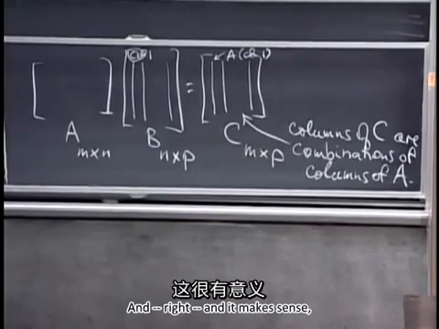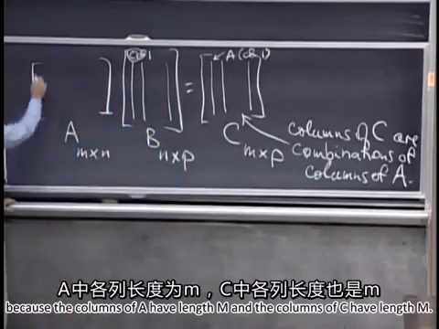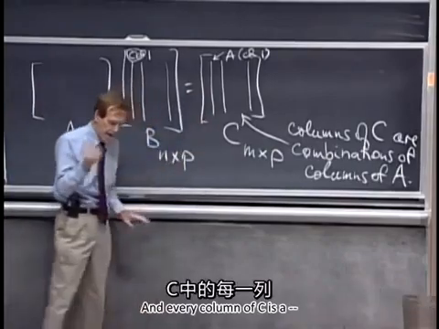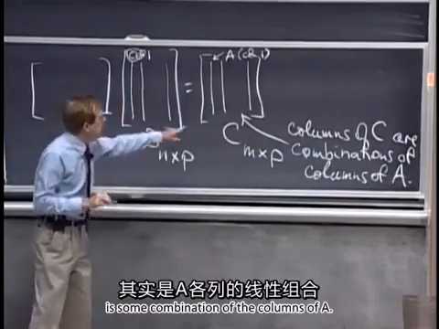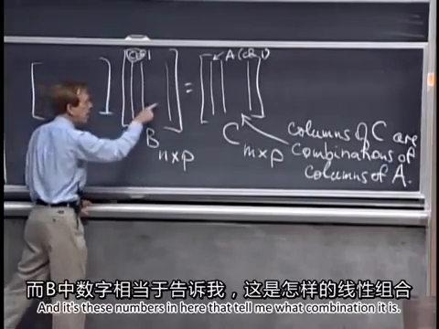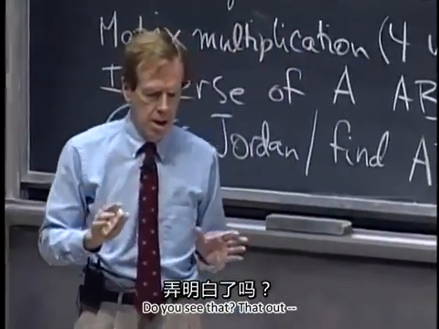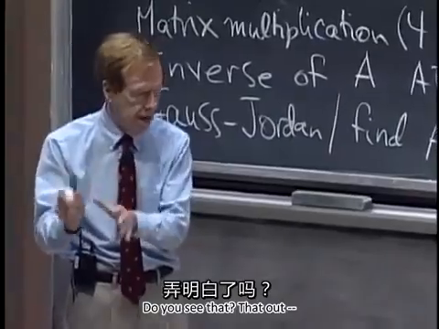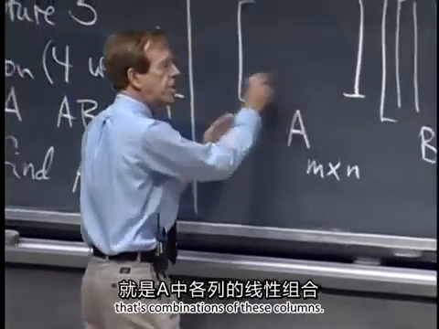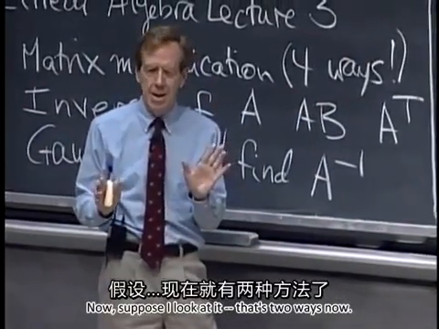And it makes sense, because the columns of A have length m, and the columns of C have length n. And every column of C is some combination of the columns of A. And it's these numbers in here that tell me what combination it is. Do you see that? In that answer C, I'm seeing stuff that's combinations of these columns. Now, that's two ways.